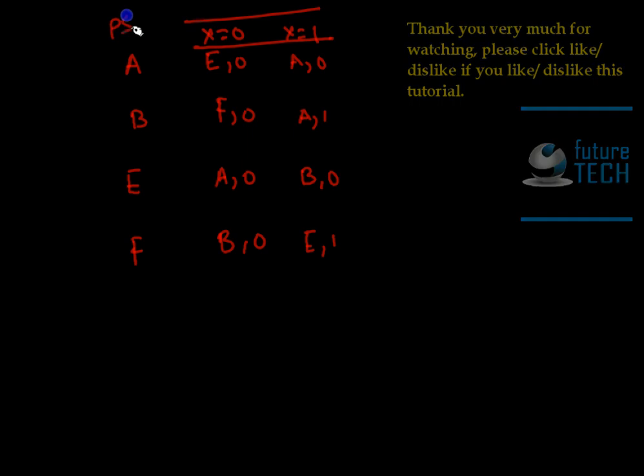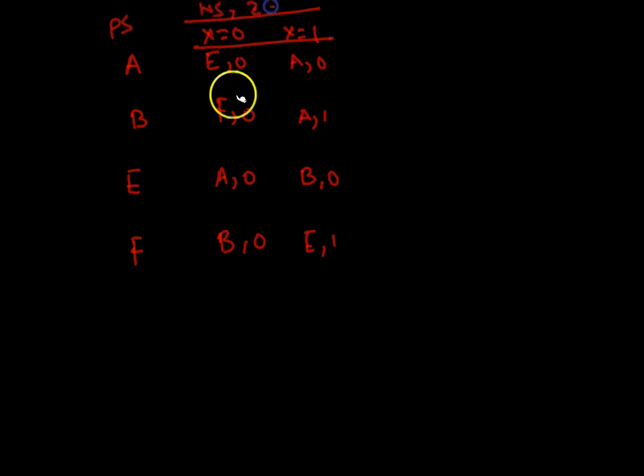This is the present state, next state, set. So we are done. This is the minimized machine after finding the state equivalence. So you can find some other examples in your book and you can just work them out.